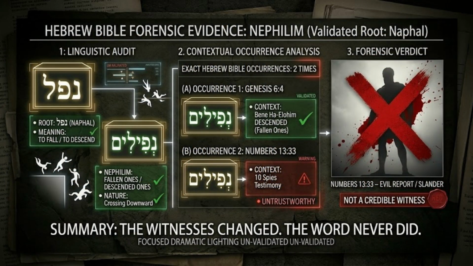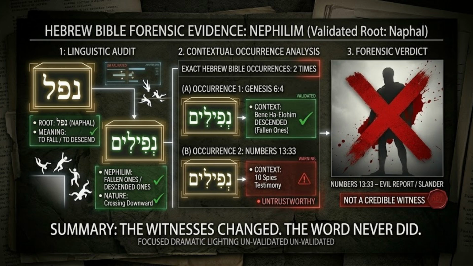Here is what the evidence shows. The Hebrew word Nephilim means fallen ones. Its root is naphal, to fall, to descend, to cross downward from one realm to another. It appears exactly twice in the Hebrew Bible. One appearance is in Genesis 6:4, where the Bene Ha-Elohim have already descended into the human realm. The other is in Numbers 13:33, in the testimony of 10 spies the biblical court explicitly labeled as giving a false report.